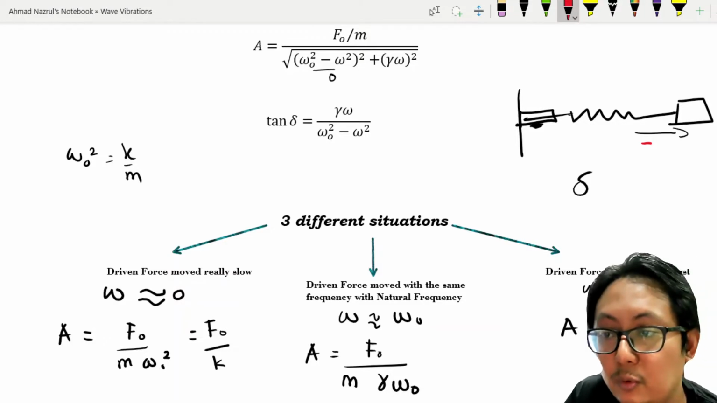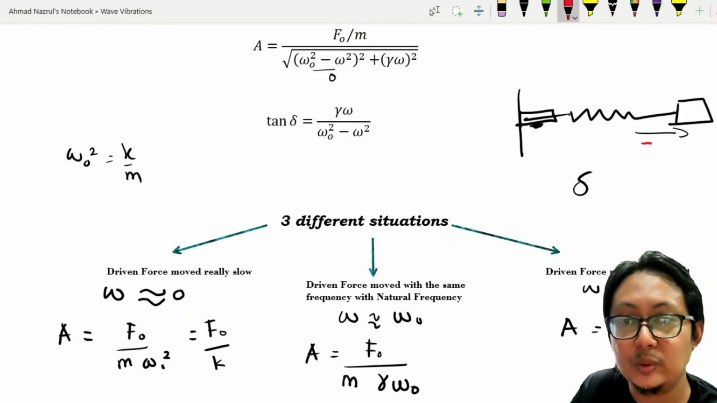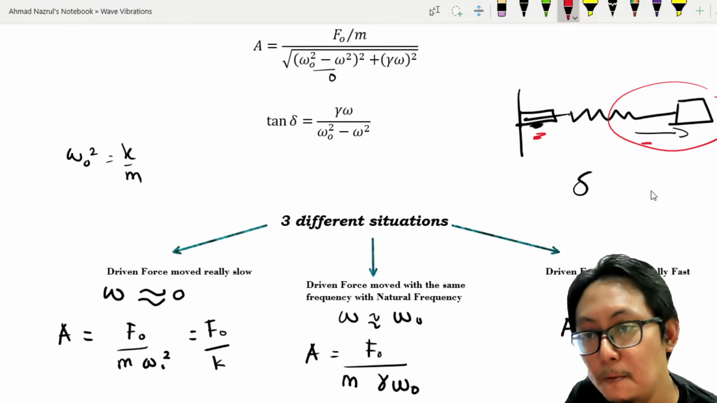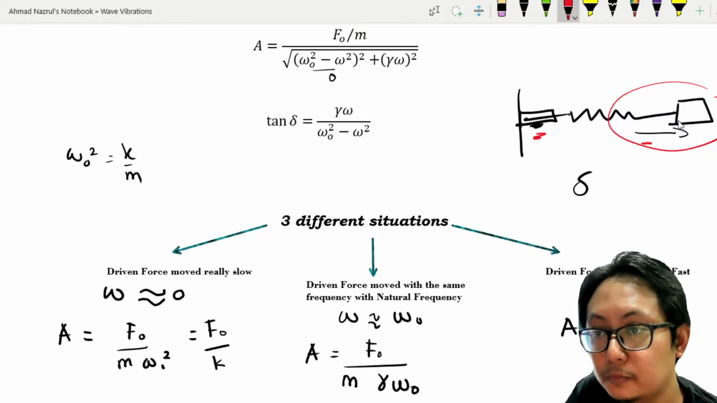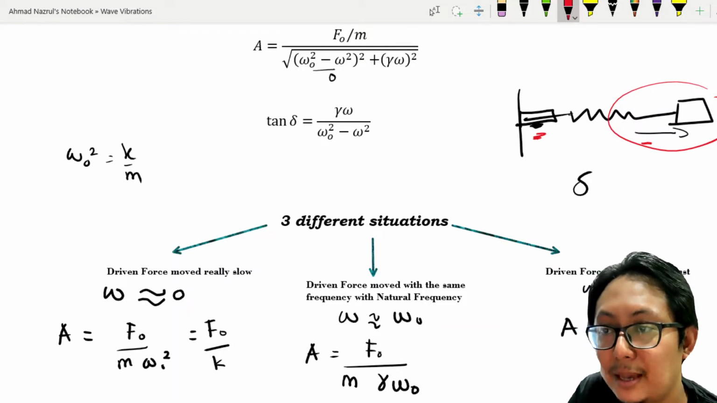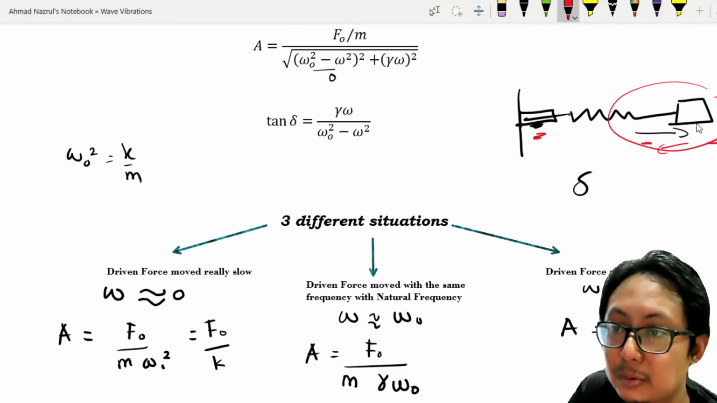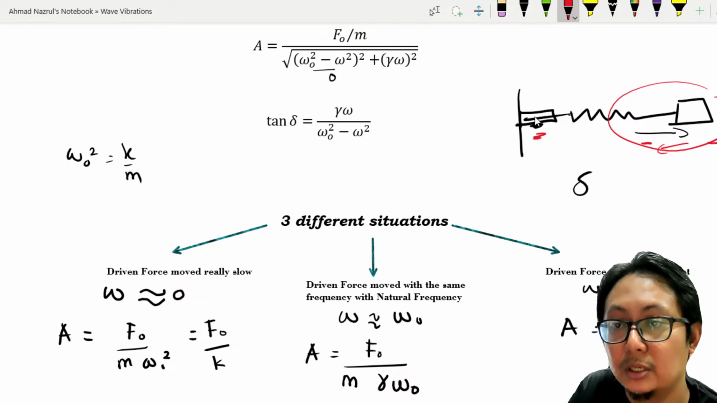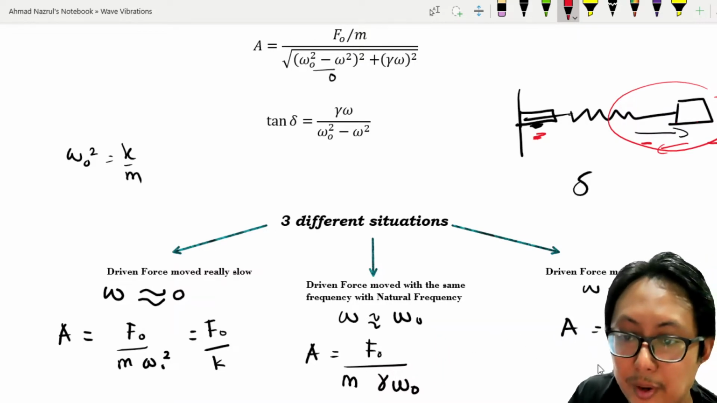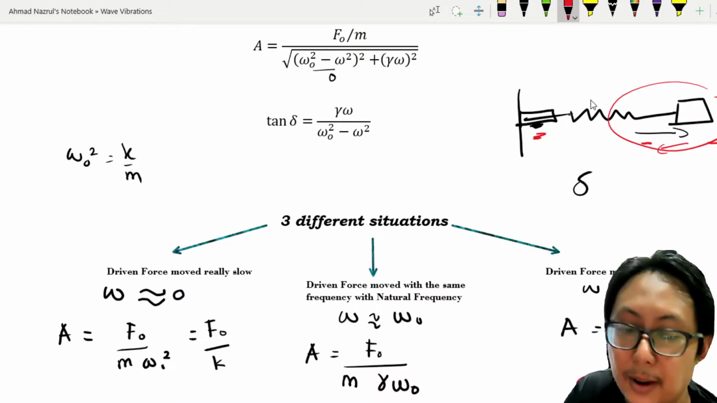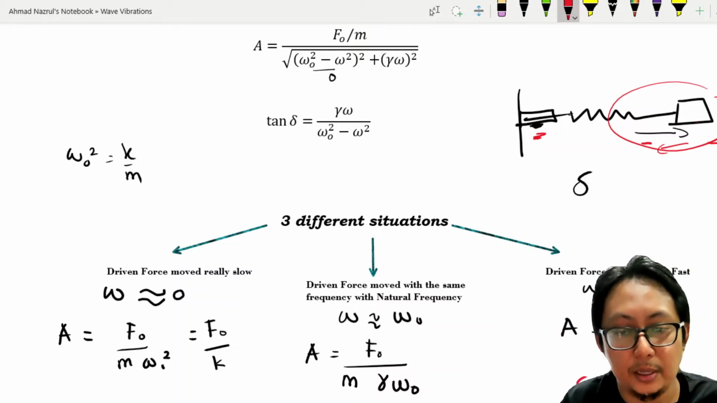And the last one will be when it moves really fast. No amplitude means that this MassSpring system will not move. Maybe the spring will move, but the mass, the box here, will not move right and left. It will be static here, only the spring and the driving system move. So what will happen here? The delta will be pi. So the phase difference between these two will be pi, and that will be discussed later.